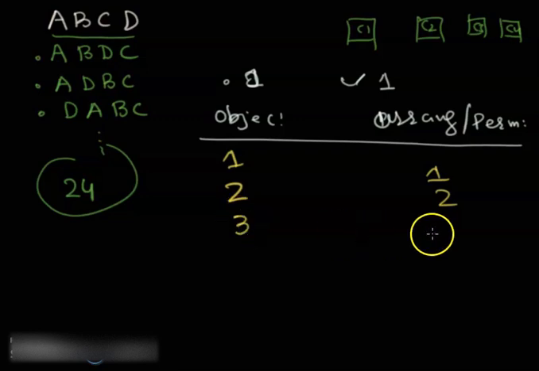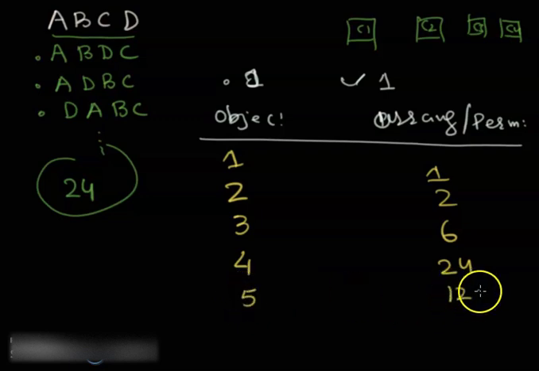Like if you had three, you saw that you could arrange three objects in six different ways. Four, then you could put in 24. If you had five, it will be 120. And if you have six, then it will be 720. And if you have n objects, then it will be n factorial. Now you might be thinking, what is this n factorial?